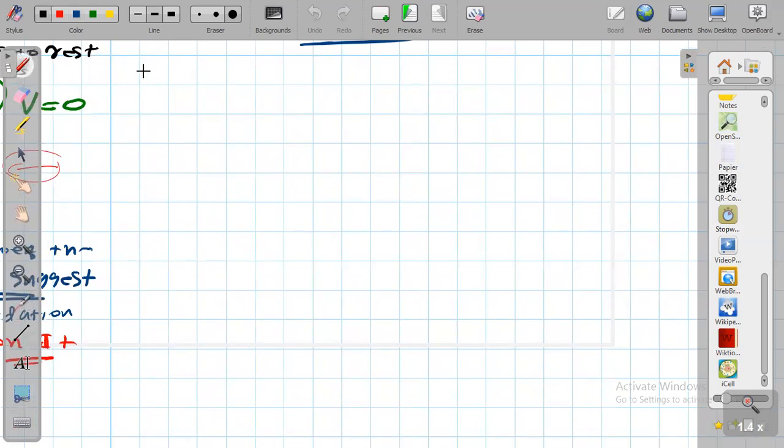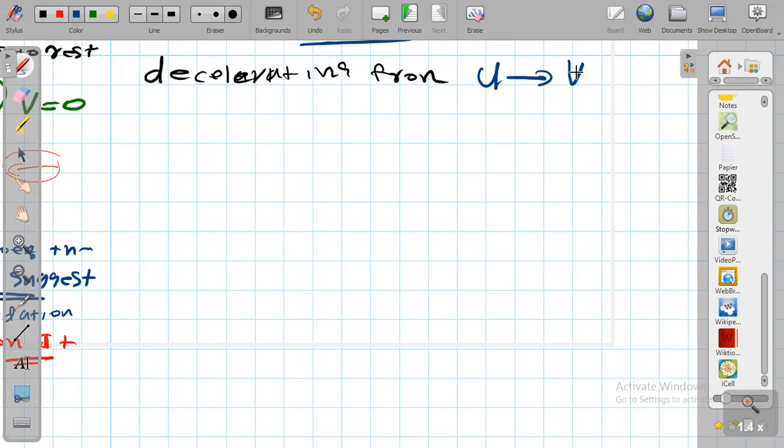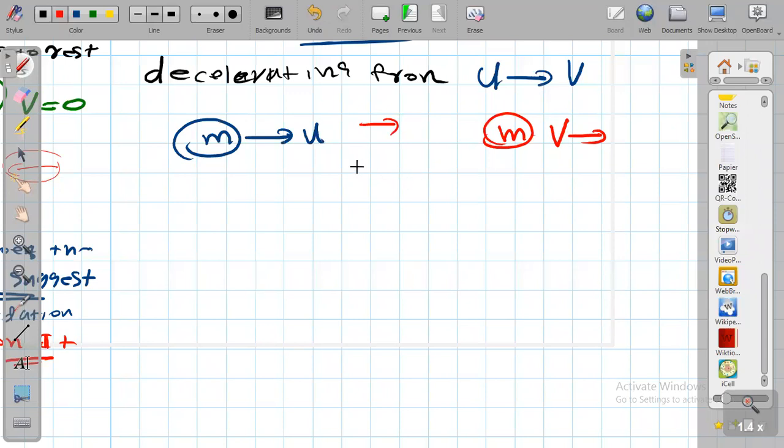Now the next one is what? Decelerating, from U to V. U to V. V is smaller than U. How is the momentum going to change?